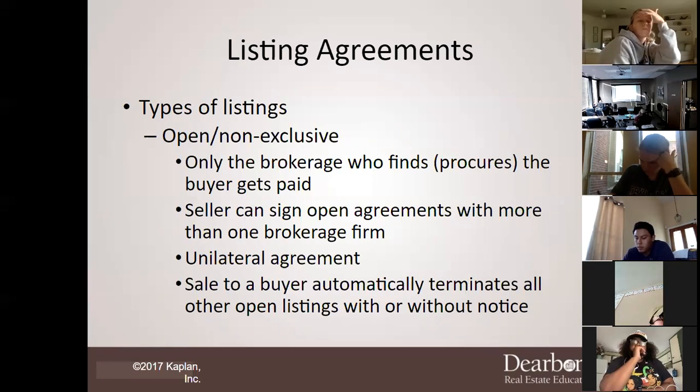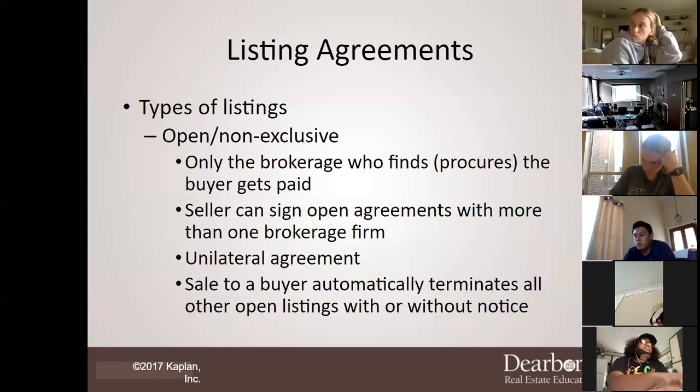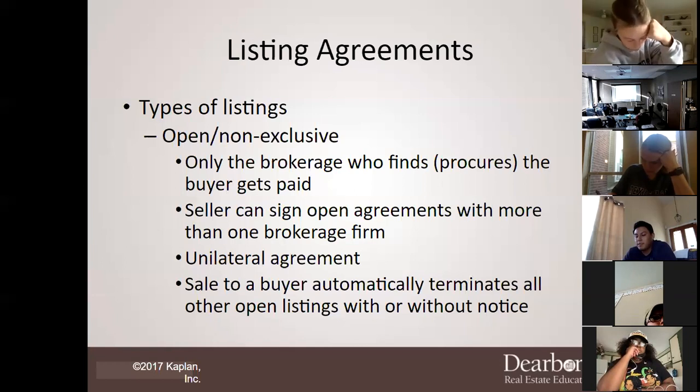A seller can sign open agreements with more than one brokerage or firm, so all brokerages can be it. It's a unilateral agreement because it's just the seller. Even the seller has the right to commission if they make the sale. Selling to a buyer automatically terminates all open listings with or without notice. They don't even have to give you notice before they terminate. Make sense? Questions?